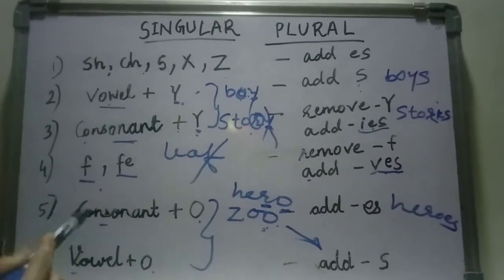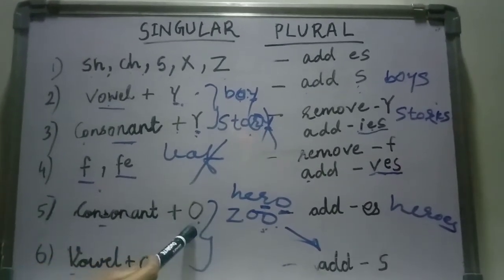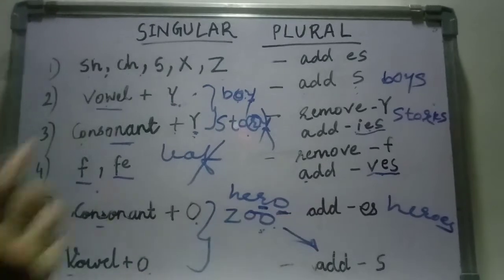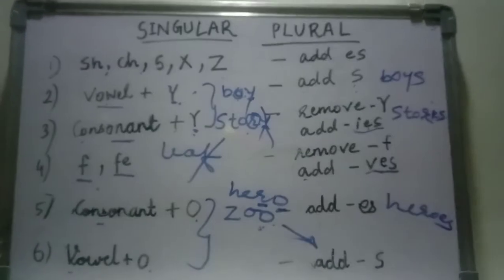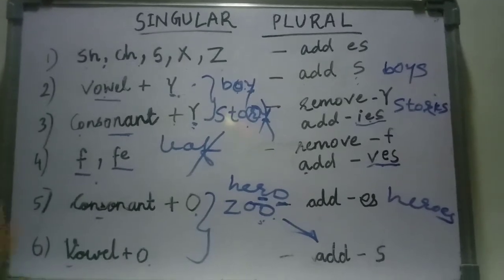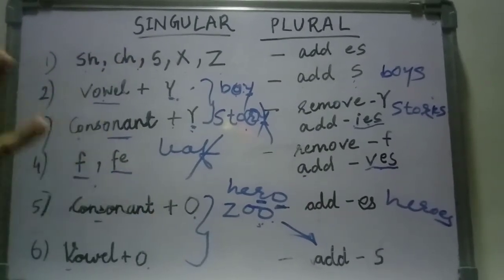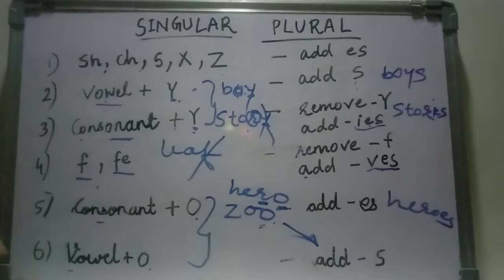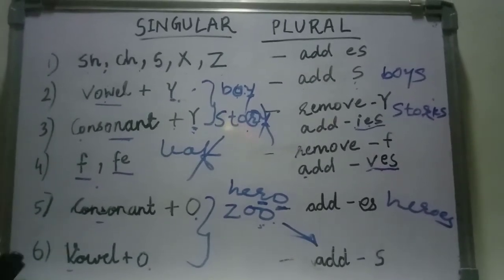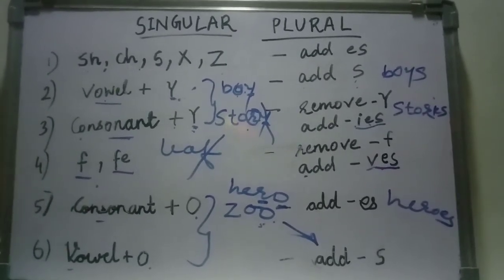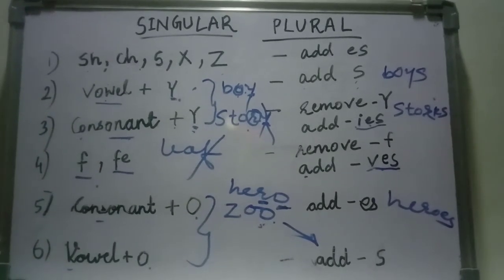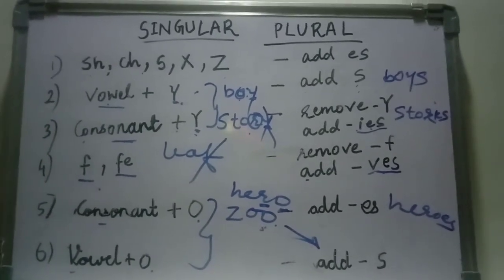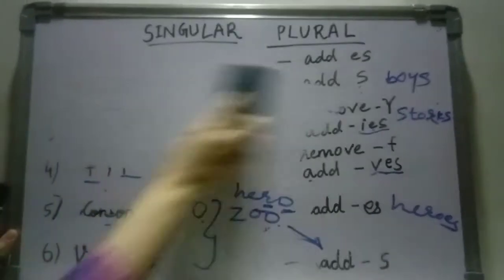Next, if it is a consonant plus O, you add ES to that word, and if it is a vowel plus O, you add S to that word. These are the 6 basic rules of singular and plural which you must always keep in mind, because you can't just keep on learning these spellings every time. Okay, so I'll take up the examples now one by one.